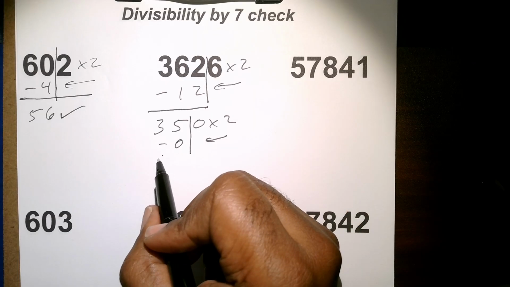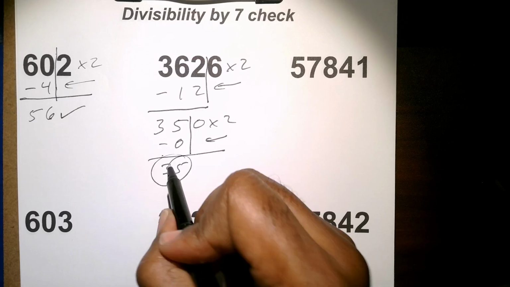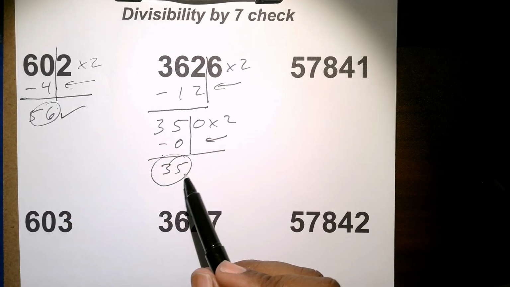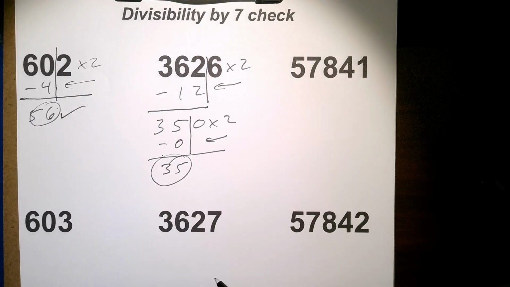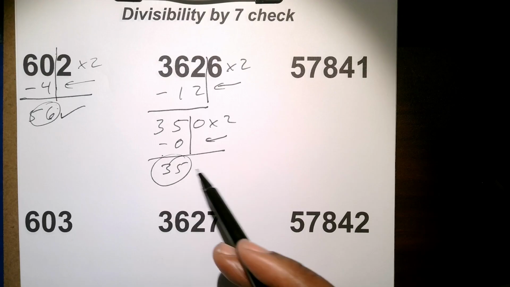Well, you know something? We could have stopped there. 35 is divisible by 7. Okay. Alright, so we could have stopped there. But anyway, it does work.